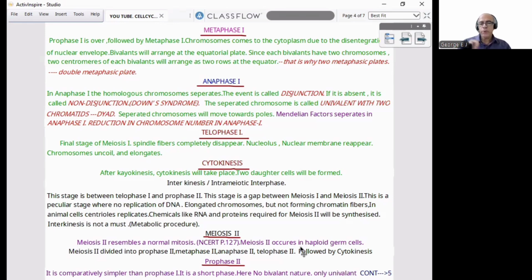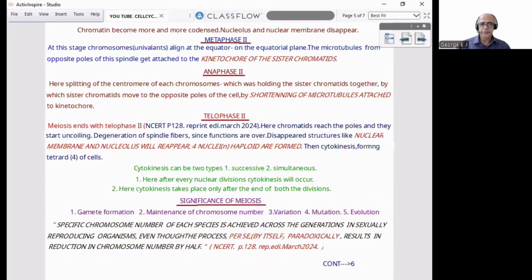Meiosis 2 is divided into prophase 2, metaphase 2, anaphase 2, telophase 2. Then after that, cytokinesis. Now comes prophase 2. It's easy. It is comparatively simpler than prophase 1. It is a short phase. Here there is no bivalent nature, only univalent, just like a mitosis. Chromatin becomes more and more condensed. Nucleolus and nuclear membrane disappear because prophase ends.